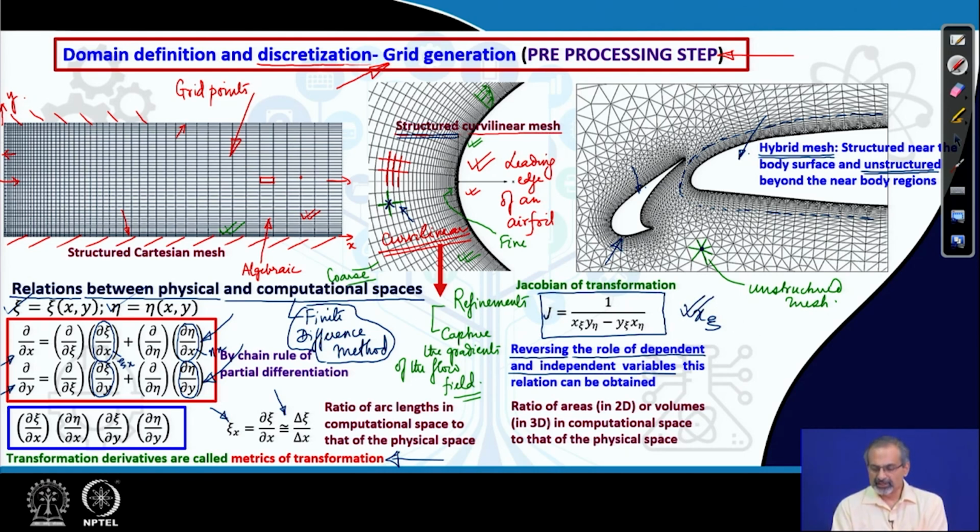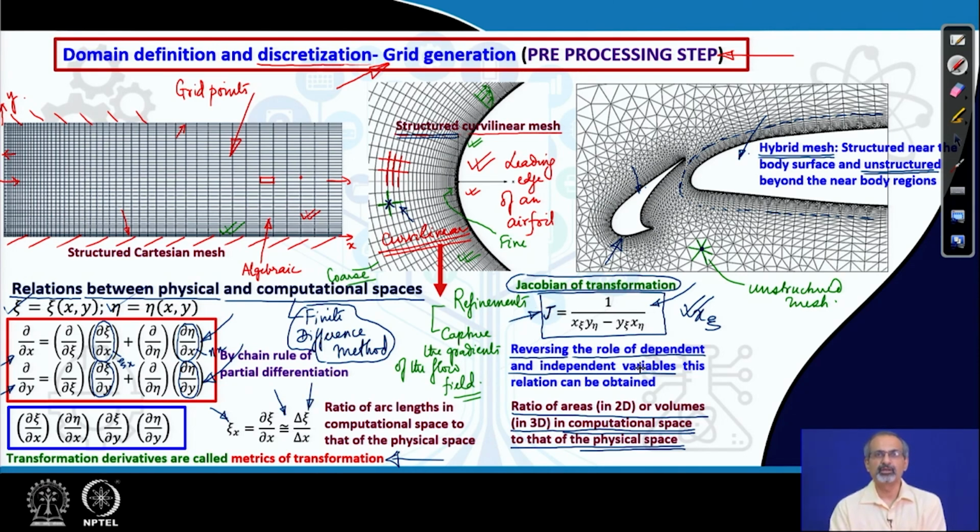So, the J over here is what is called the Jacobian of transformation, and it gives you the ratio of areas when it is a 2D problem, or the ratio of volumes when it is a 3D problem, between computational space and physical space. That means, when you transform, the areas transform in a certain ratio, the volumes transform in a certain ratio, and that transformation ratio is decided by what is called the Jacobian of transformation. So, here it was arc lengths, and there it is the ratio of areas or volumes.